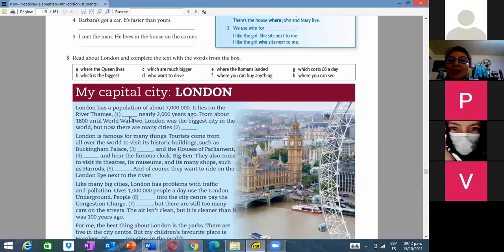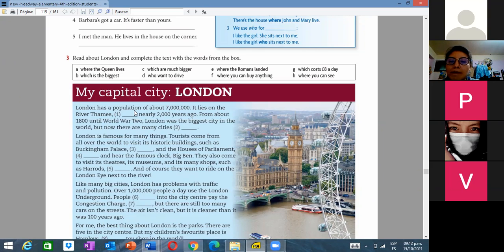So let's have a look at the first example. London has a population of about 7 million. It lies on the River Thames. And here you have to complete. What is the correct option? A, B, C, D, E, F, G, or H? Which one? London has a population of about, en este caso, chicos, no tienen que leer hasta el final, ¿no? Has a population of about 7 million. It lies on the River Thames.